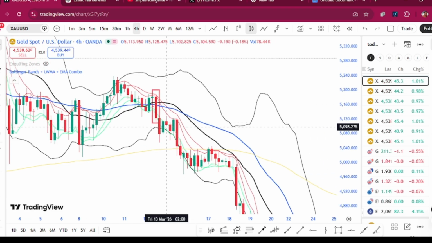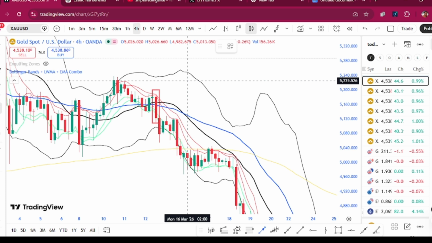Now this is the re-entry on the CSAK4. Once price comes back for a re-entry, you sell it. Once price comes back for a re-entry here, this is your re-entry, you sell it. So this is an example of CSAK4.